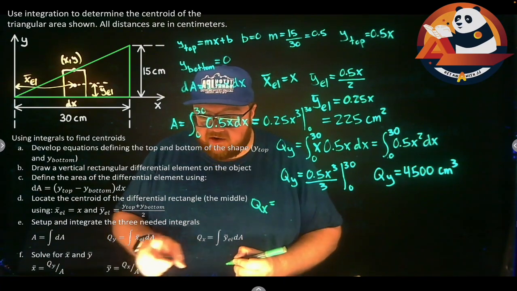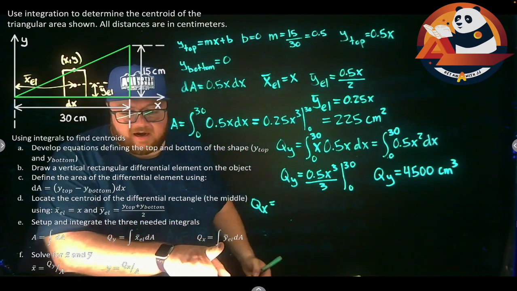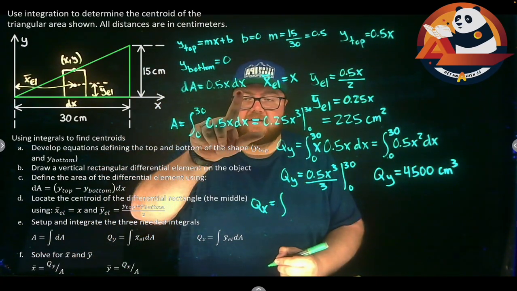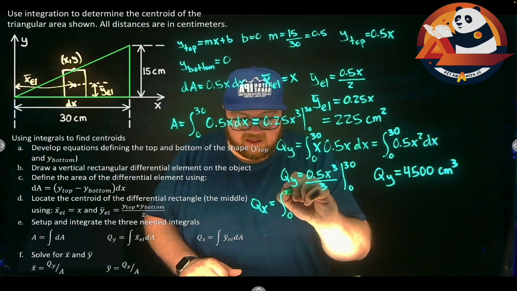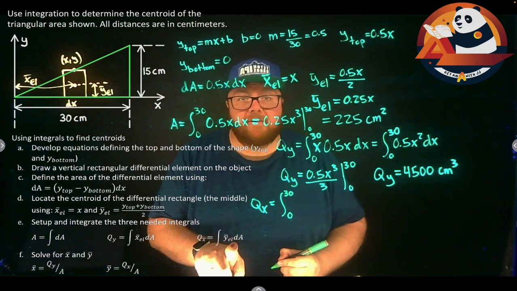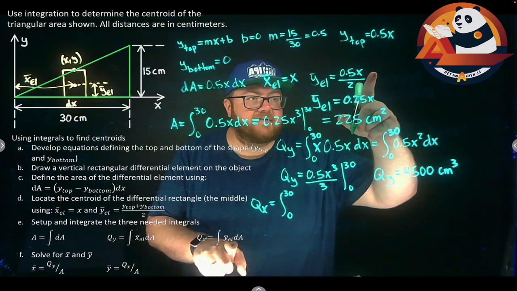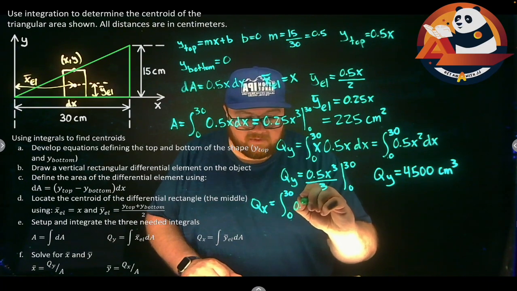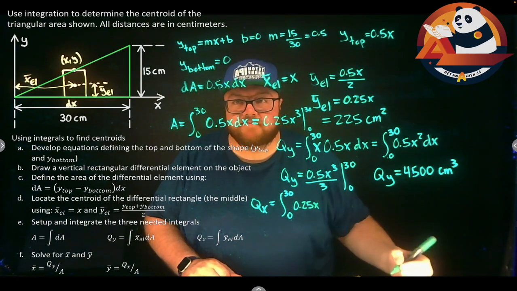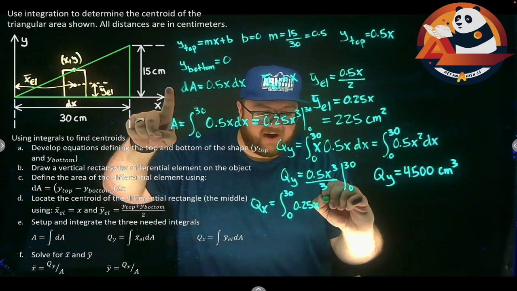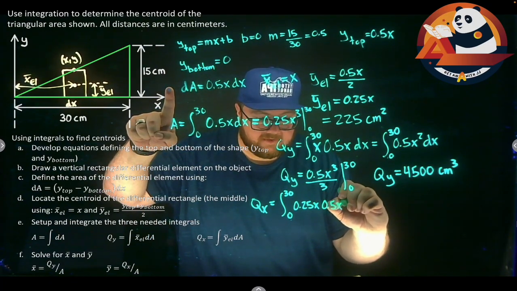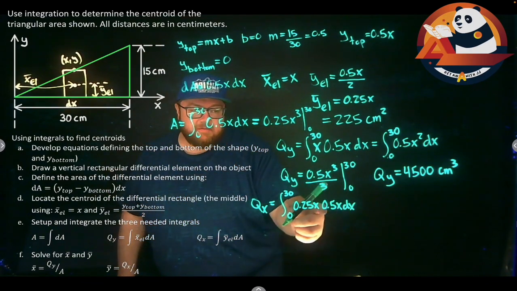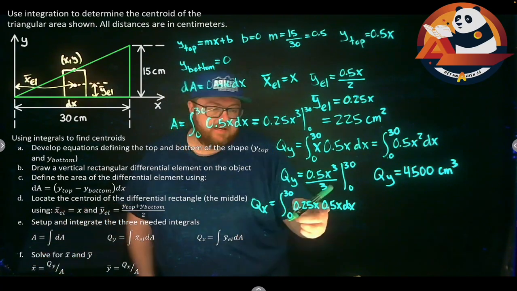Qx, I know, is my integral of y bar EL times dA. So since I'm using dA, I have a dx, so I'm going to go from 0 to 30 of y bar EL, 0.5x over 2, or really that's 0.25x, times dA, times 0.5x dx. Or I could again combine my like terms.